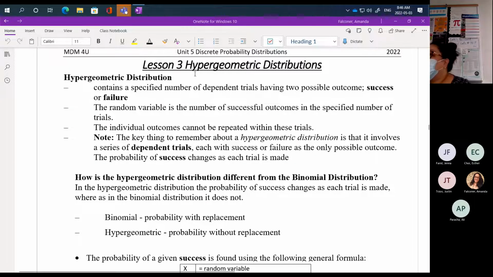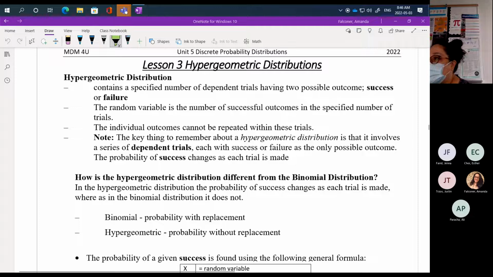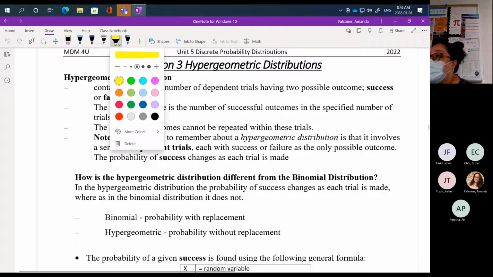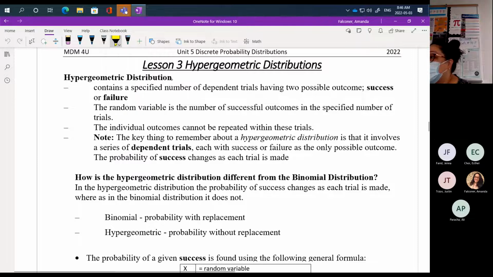Okay, so this lesson's called Hypergeometric Distributions. We're just going to read through some definitions to start, and I'll highlight. Remembering that the word distribution still means listing all of the possible outcomes with all of their probabilities. The hypergeometric distribution contains a specified number of dependent trials. So there's no Bernoulli trials here, having two possible outcomes, success or failure.